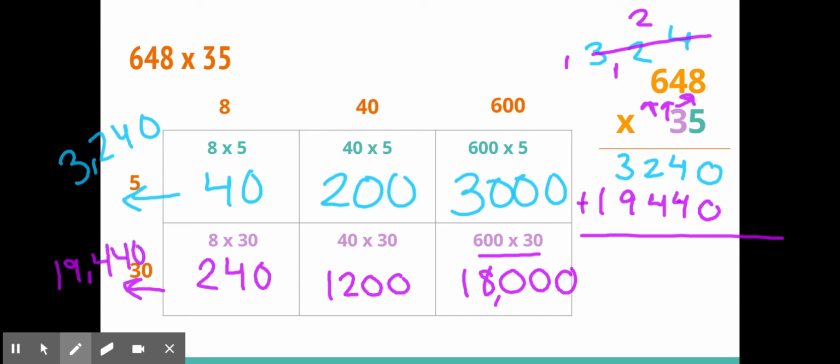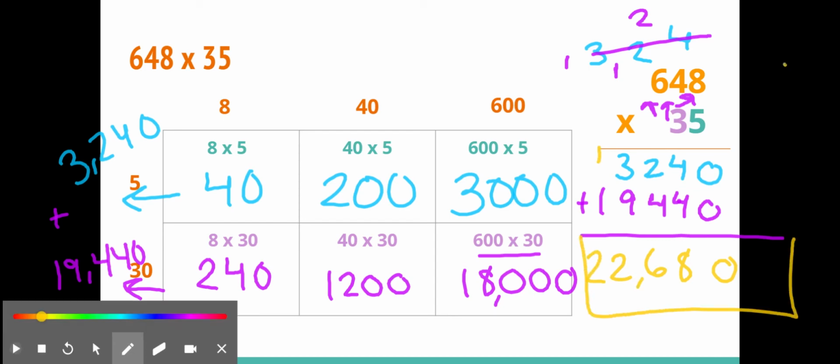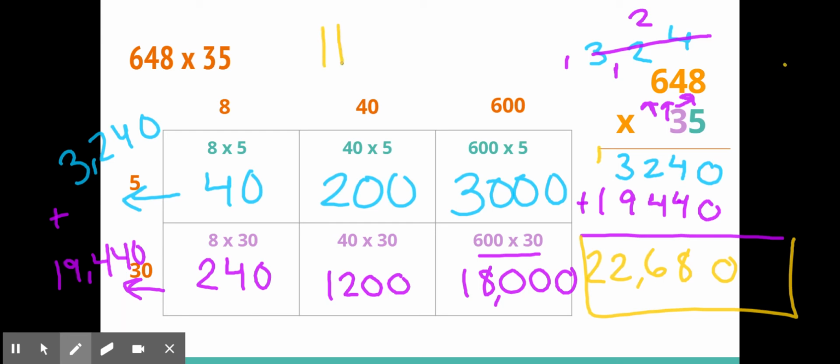All right, now just like I would have to add these together, I'm going to go ahead and add these together to get my final product of 22,680. So go ahead and take a minute to pause and process this as you need, and then we're going to do an abbreviated one on the next slide.